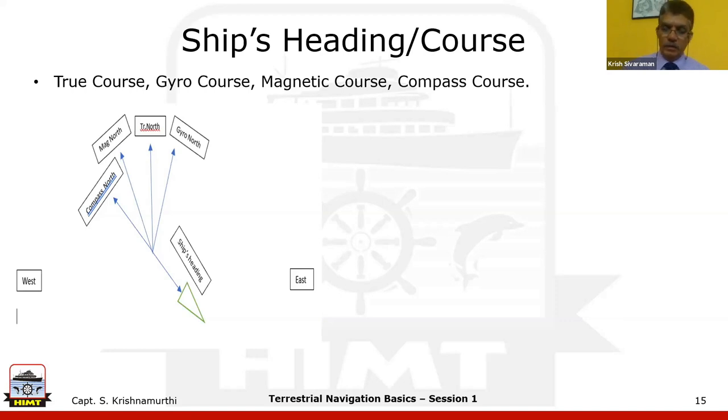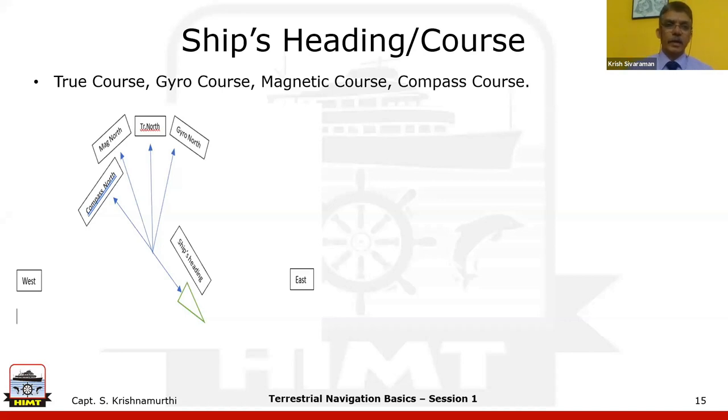Okay, fair enough. And by the same token, suppose I asked you to define the gyro course. So, gyro north up to the ship's heading, measured clockwise. Excellent. And magnetic course? So, magnetic north measured clockwise up to the ship's heading. Okay, and then that brings us to compass north.